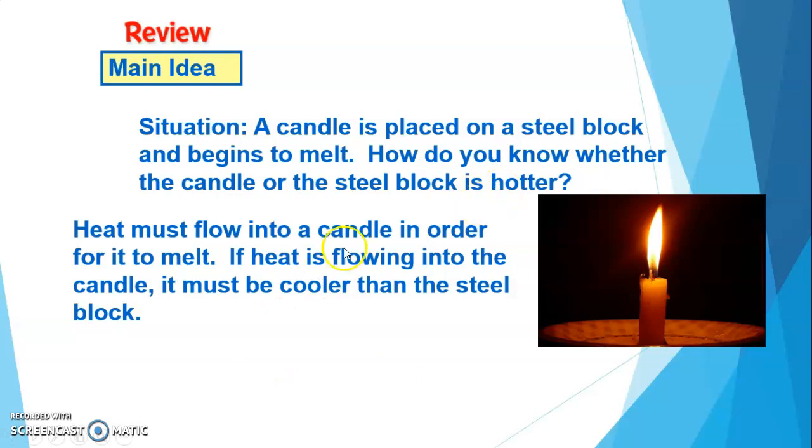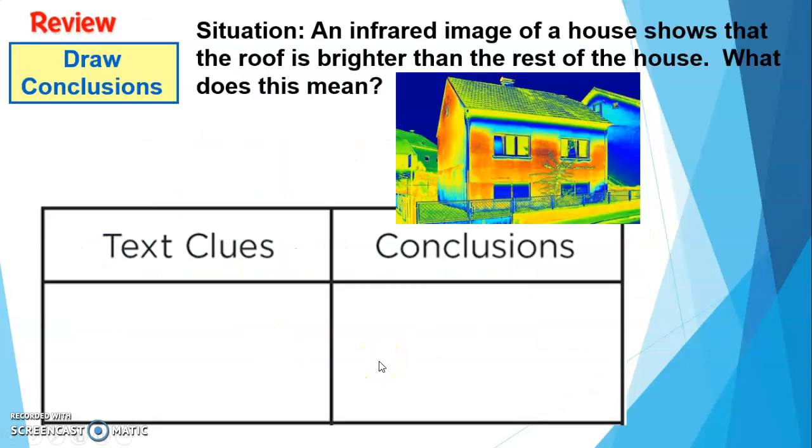Okay, so we have heat flowing into the candle in order for it to melt. So if heat is flowing into the candle, it must be cooler than the steel block. Let's go with the next one.